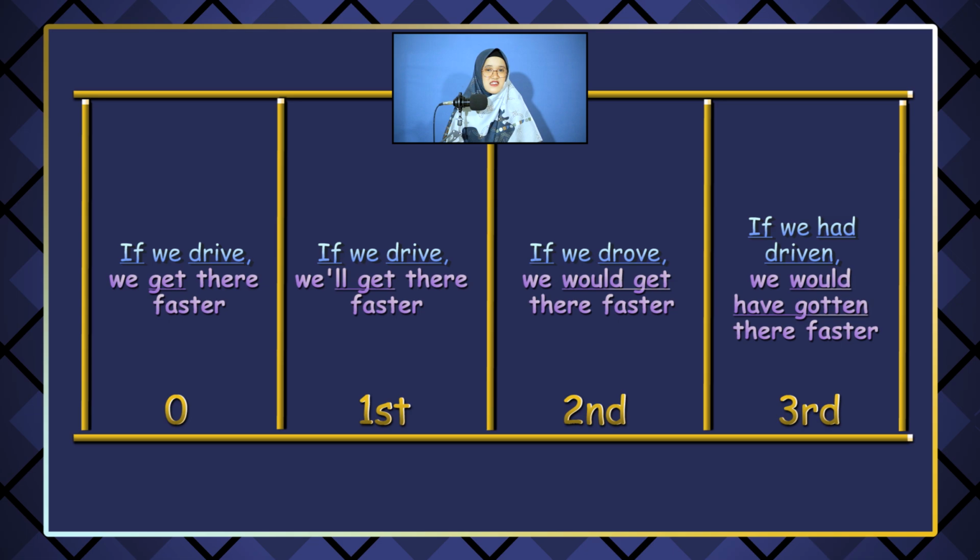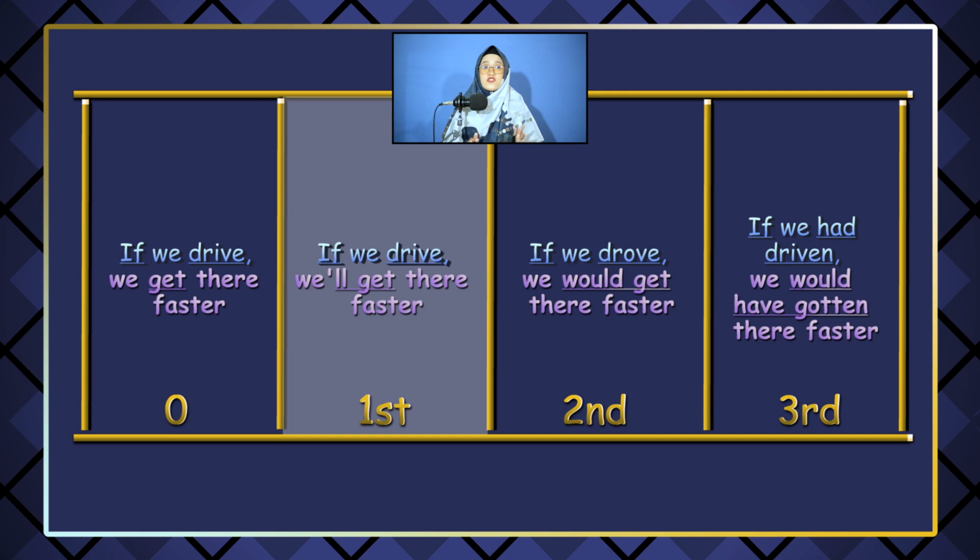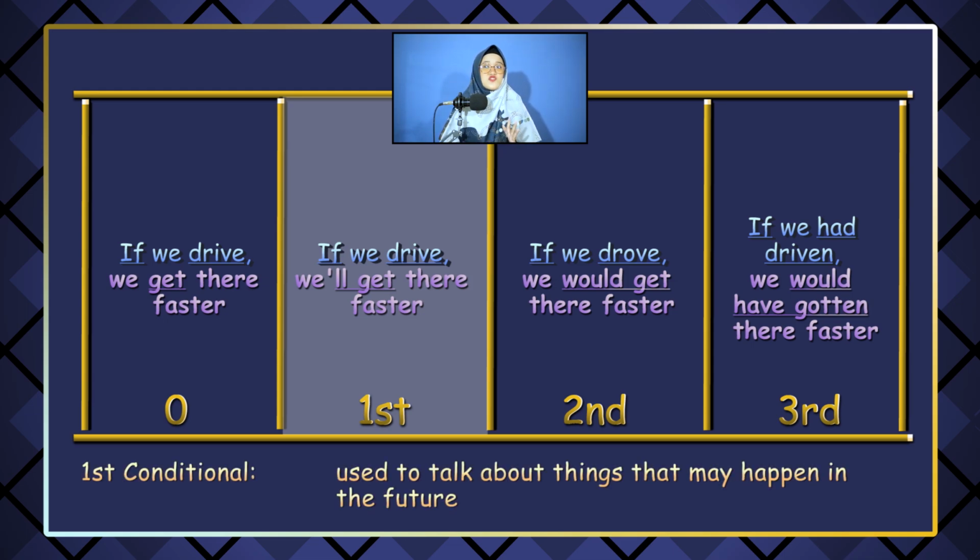First conditional. Today, my friend and I want to visit John. We can take the 9 o'clock train. Seriously? If we drive, we'll get there faster. We don't need to wait until 9 o'clock. So the first conditional is used to talk about things that may happen in the future.